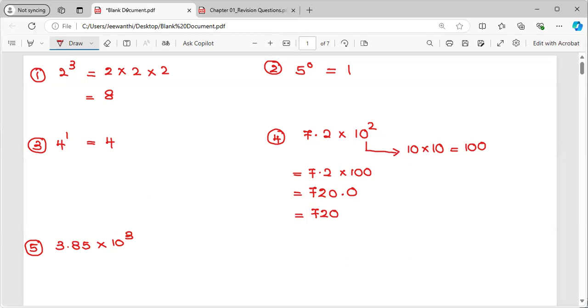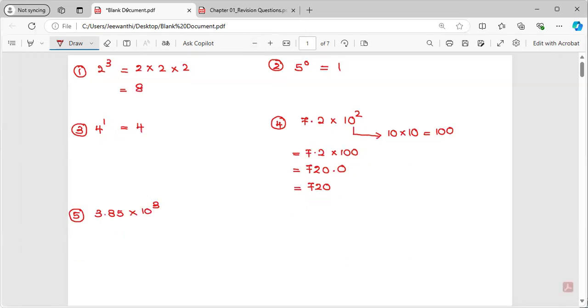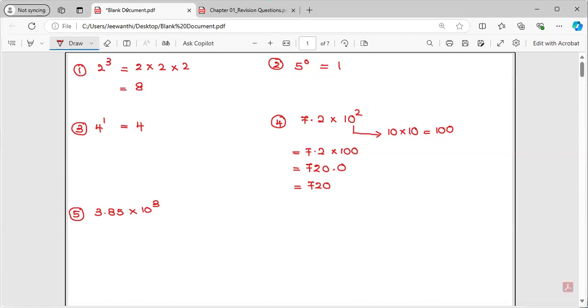What we should do, children, we want to solve this part, that is 10 to the power 3. I write that 10 times 10 times 10, that will be 1000. I rewrite the question. How am I going to rewrite the question? 3.85 multiplied by 1000. Now you just see, children, that we have 3 zeros.